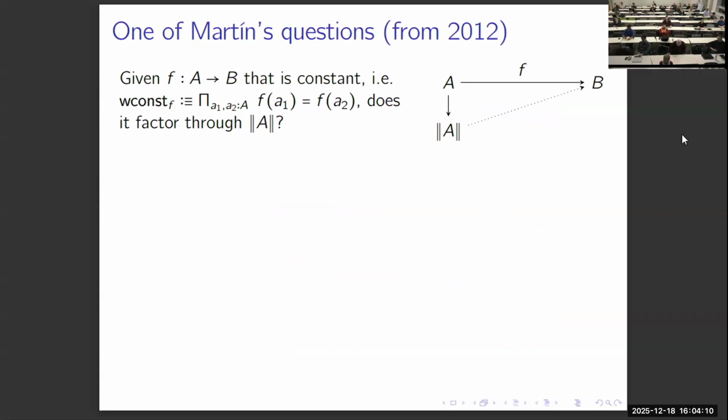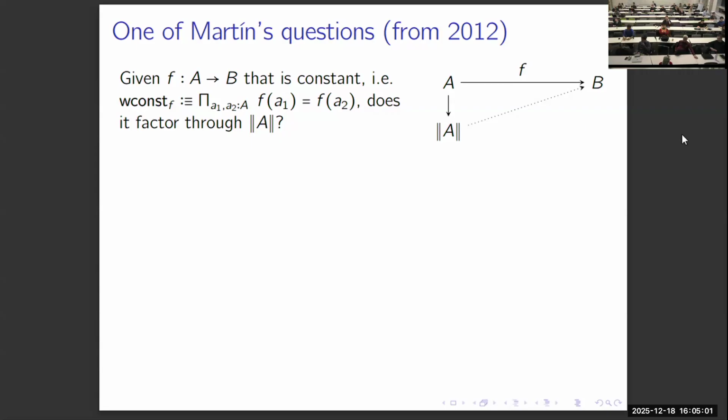So in 2012, one of the questions that Martin asked was, say you have some function f from A to B, and you know that it's constant in the sense that it maps any two inputs to equal outputs. Does this function factor through the propositional truncation? Now, propositional truncation essentially means that the function only knows that there exists something in A, but it cannot actually check what exactly that element is. So if you're in some set-based world, either in h-sets, or in type theory with some assumption of UIP on B, or in set theory, then this is a very reasonable expectation.